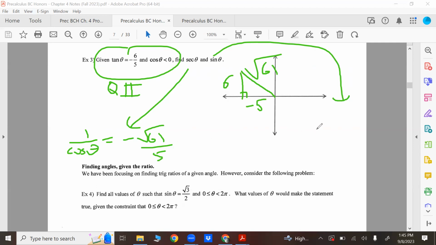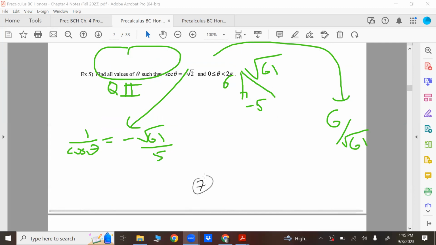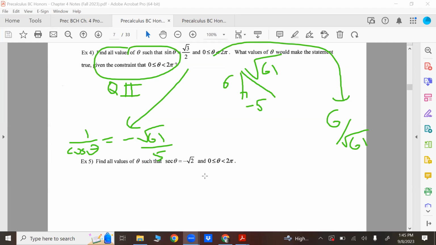Sine is 6 over root 61. And again, I do not care about rationalizing the denominator. It's not necessary. You can leave the radical at the bottom, totally okay. I think we're A-okay there. A couple more examples and we'll start homework. So this should be a pretty easy going day today.